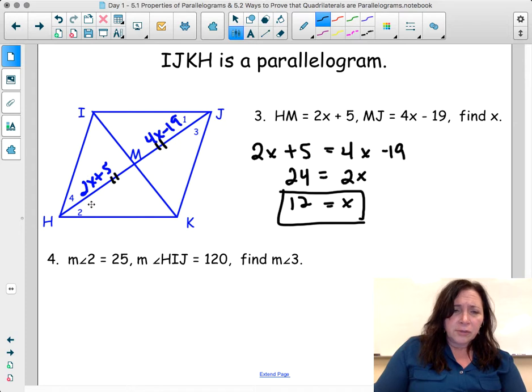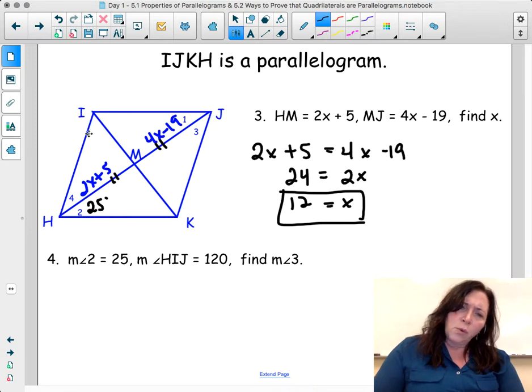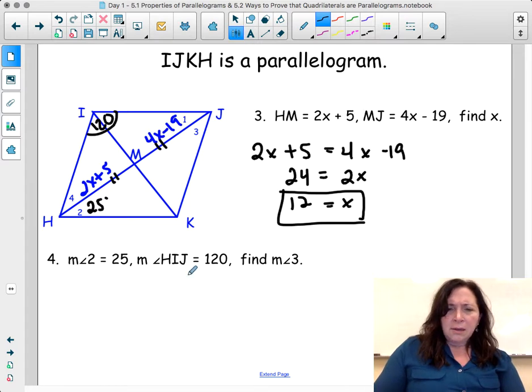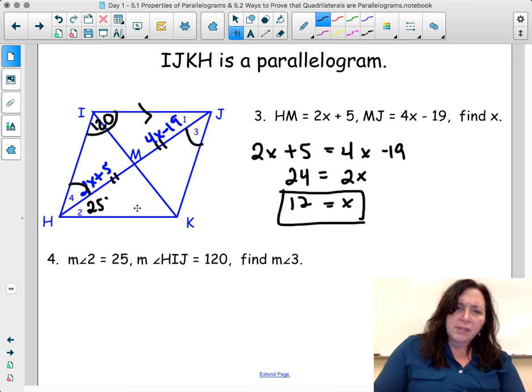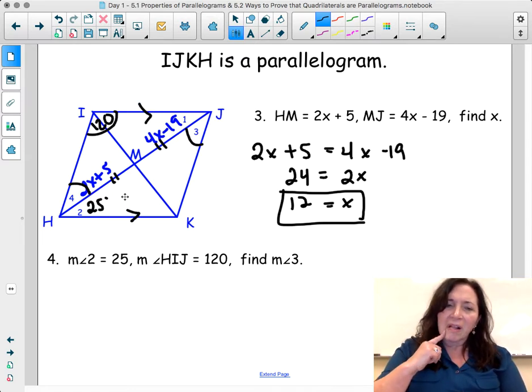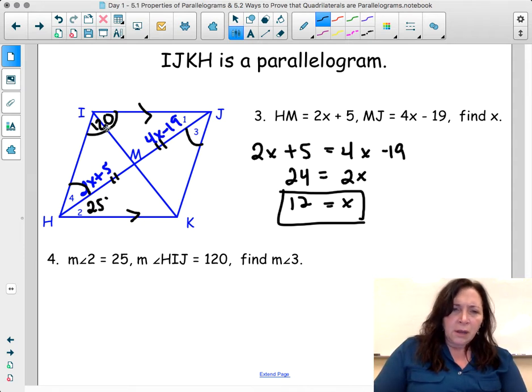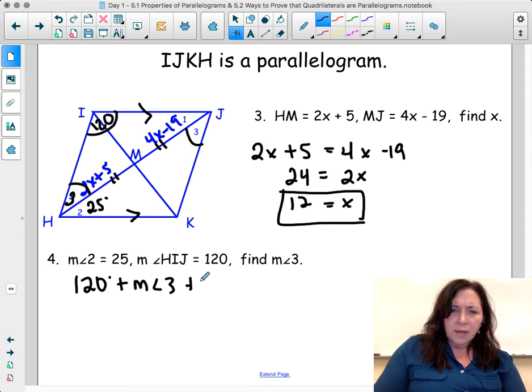In this problem, what do we know? We know angle 2 is 25. We know that HIJ, this whole thing, is 120. And find angle 3. That's up here. Well, angle 3 is the same as this. So what we do know is if this is a parallelogram, then opposite sides are parallel. Well, if those are parallel, then that means that these two angles inside here are supplementary. So I can say 120 degrees plus, this is 3, so is this, so that's angle 3. The measure of angle 3 plus 25 is equal to 180.